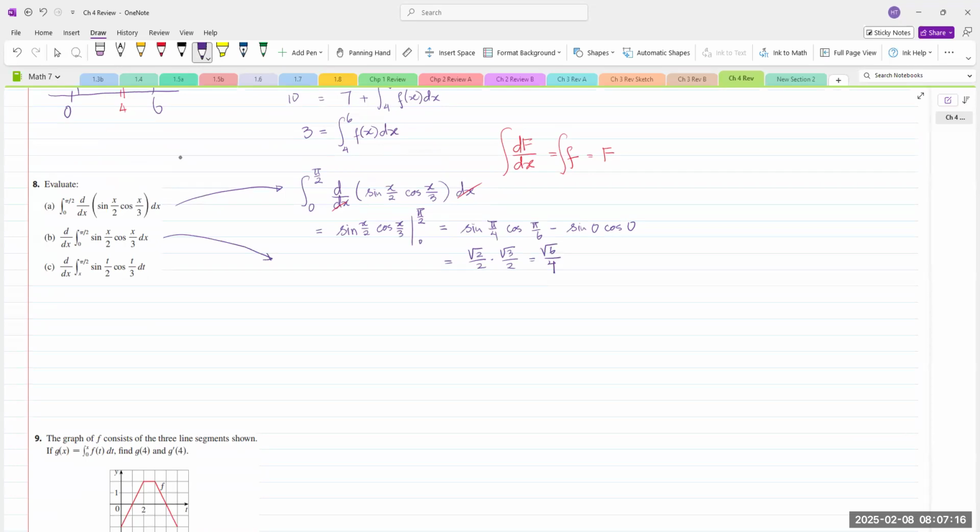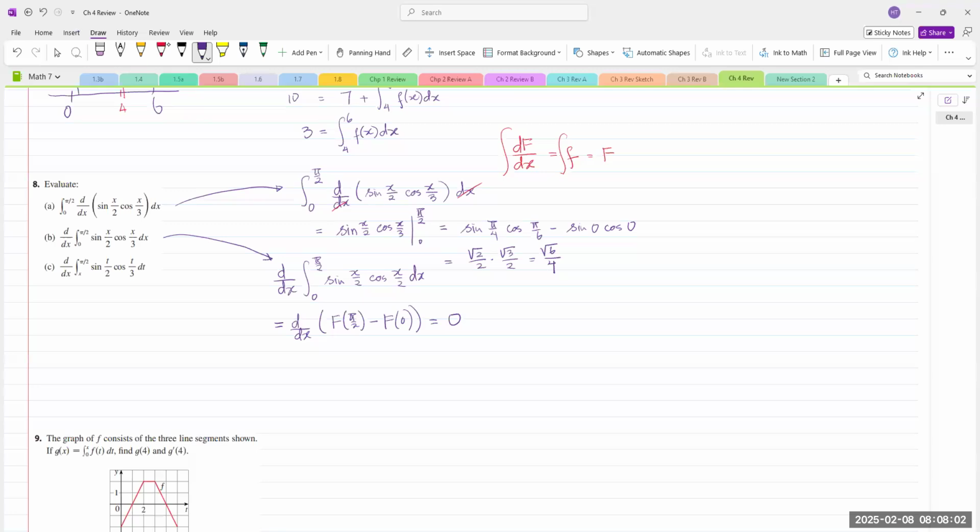This one we need to be a bit careful. The derivative of this integral from 0 to pi over 2 of sine x over 2 cosine x over 2 dx. This one we need to be careful. Why? Because if the integral of this exists, let's call that capital F, then this will be F at pi over 2, which is a number, minus F at 0, which is also a number. Now the derivative of a number is 0. Okay?